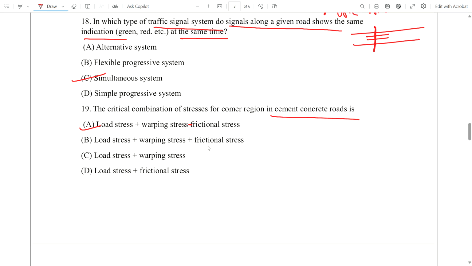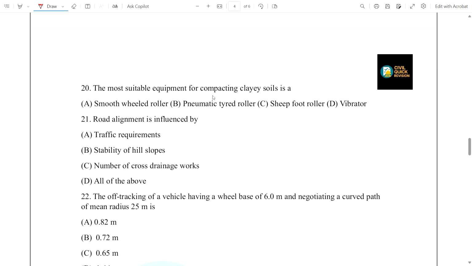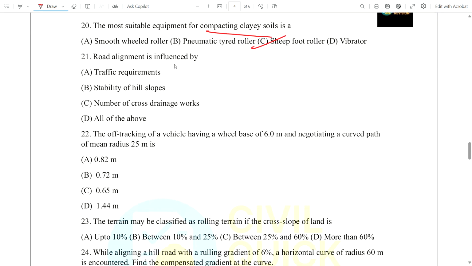Okay, now question number 20. The most suitable equipment for compacting clay soil is, what is the answer? Is it a smooth wheel roller, a pneumatic type roller, a sheep foot roller, or a vibrator? The answer will be the sheep foot roller. It is the most suitable equipment for compacting clay soil. Okay, now question number 21. Road alignment is influenced by what? Traffic requirements, stability of hill slopes, number of cross drains, or all of the above. The answer will be all of the above, because all of these can influence road alignment.